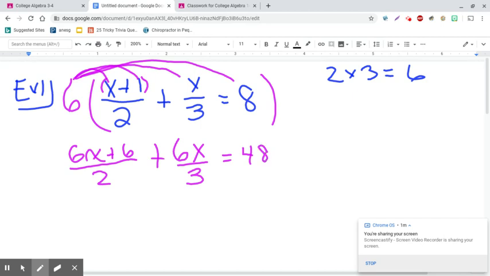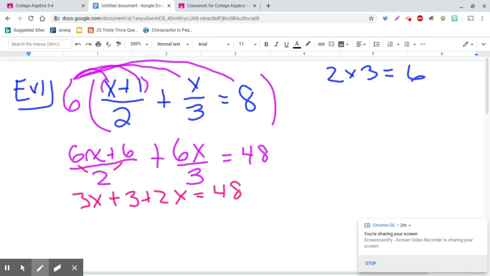All right, guys, from there, we are just going to divide out. We are going to divide this part by 2 and this part by 2, because they're both being divided by 2. So 6x divided by 2 gives us 3x. 6 divided by 2 gives us 3. 6x divided by 3 gives us 2x, and that's going to equal 48 because it's not being divided by anything.